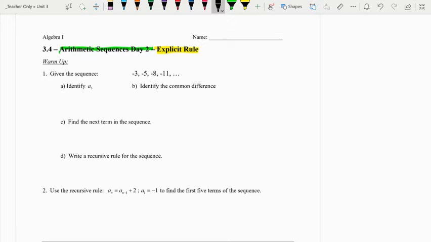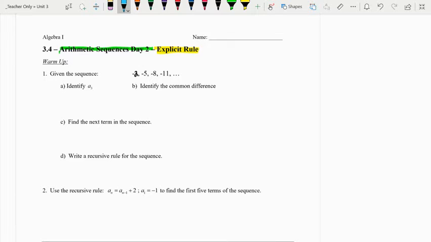So I need you to do numbers 1 and 2, but number 1, this should be a -2, not a -3. That makes it an actual arithmetic sequence. So go ahead and pause the video, try these, and then I'll go over it.